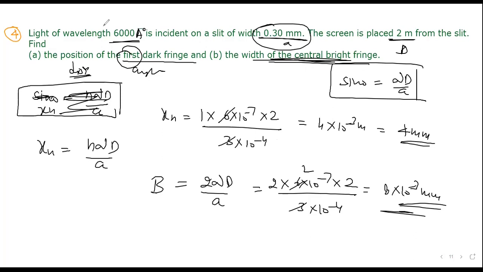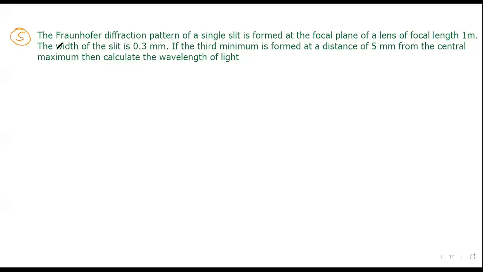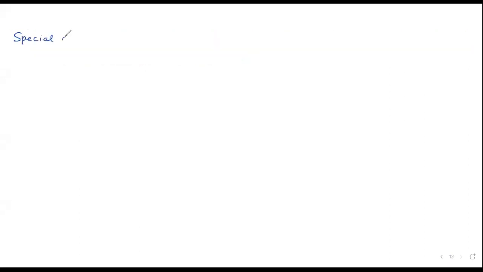So in this question, it's a special question. Before I solve this question, let me give some idea of how to solve it. Let's write a special case in single slit. What happens if the screen that you're putting, at distance D, is placed at the focal point of the second lens?